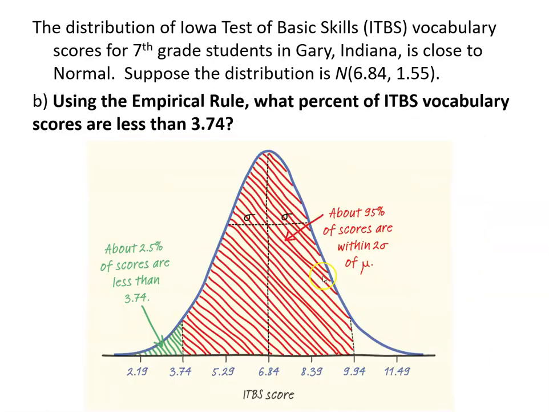So looking at that sketch, we want to shade in the area we're interested in, or what percentage. So less than would be to the left, and you can see that shaded in green. We know from the empirical rule that about 95% of the scores are within 2 standard deviations of the mean. That's what this red shading is. So if you did 100% minus 95%, you would get 5% are outside of that interval. So 5% on this tail and this tail. But we're only interested in a single tail. So the math there is going to be 5% divided by 2, and that gives you 2.5%.